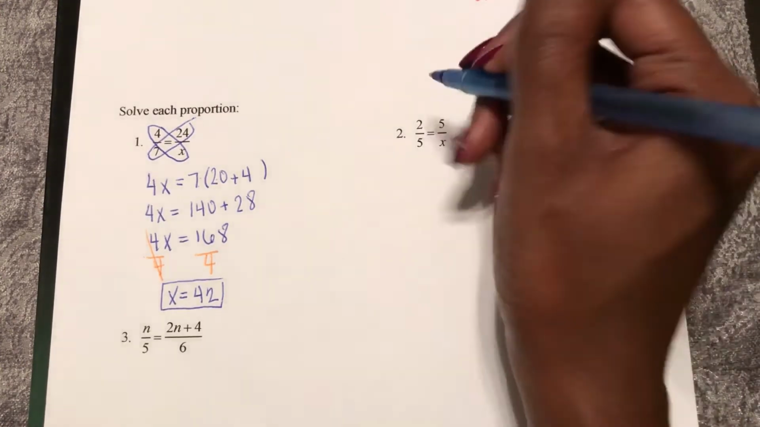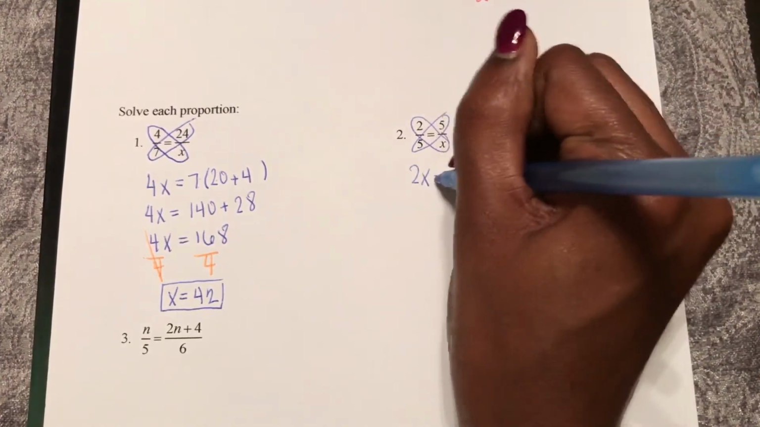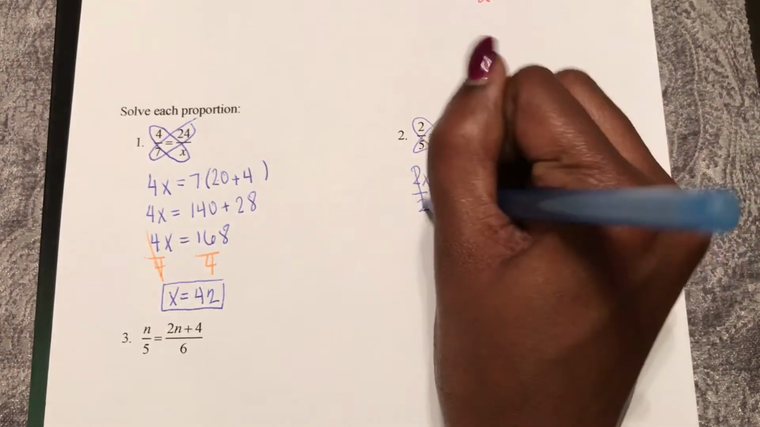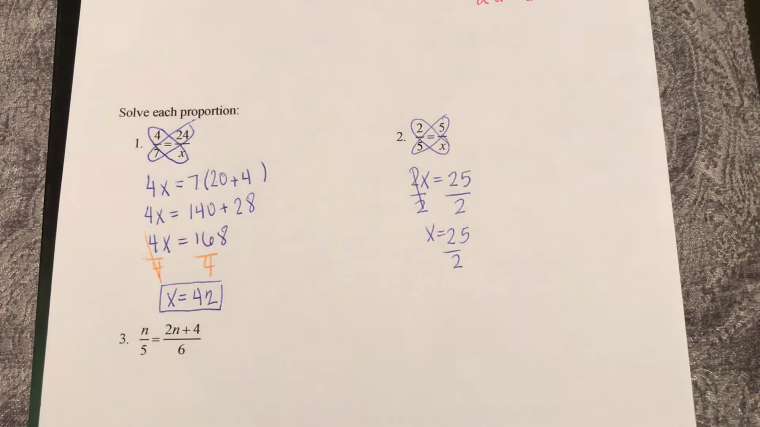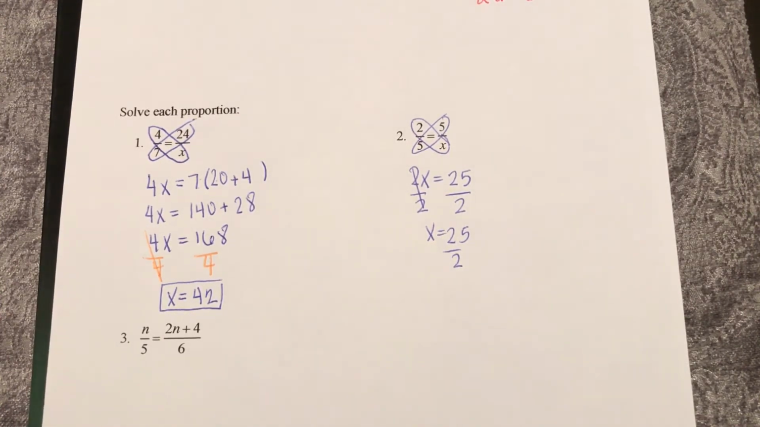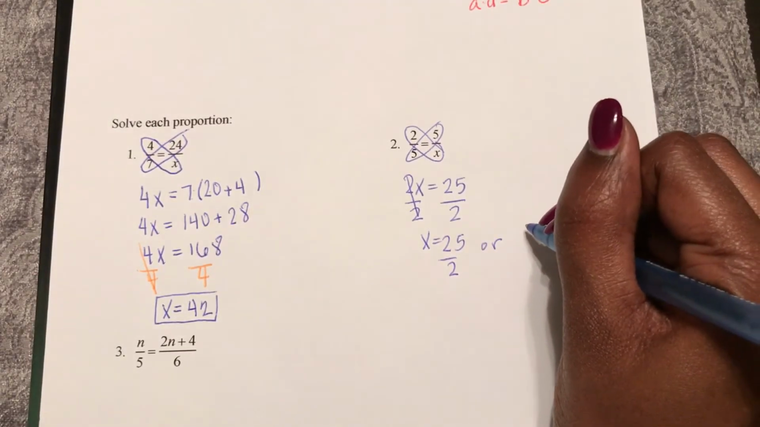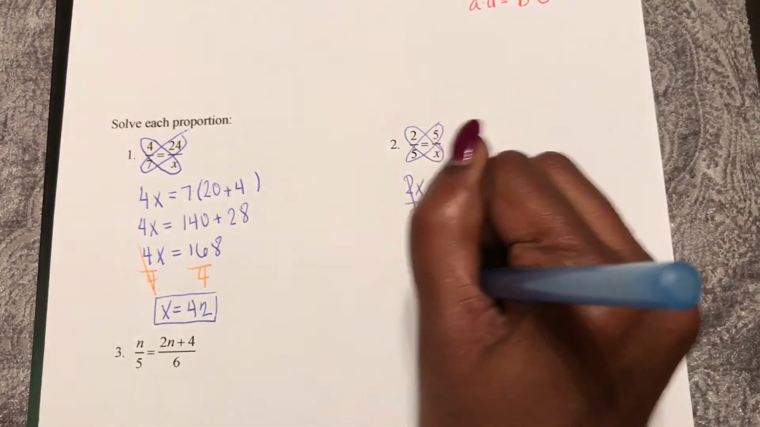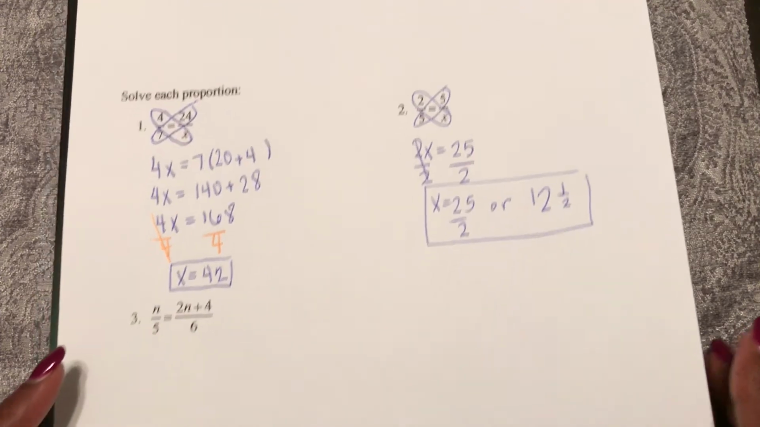Number 2, let's try it out. Cross multiply. 2 times x is 2x equals 5 times 5, which is 25. Divide by 2. X is 25 over 2. We like improper fractions, or if you would like to, you can make it a mixed number. 2 goes into 25 12 times with the remainder of 1/2. So mixed numbers or improper fractions, please.